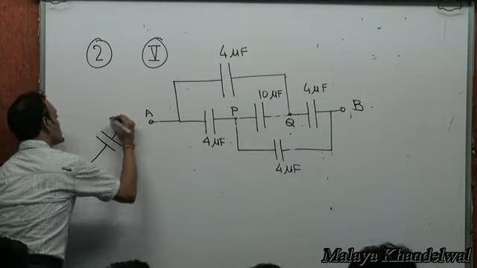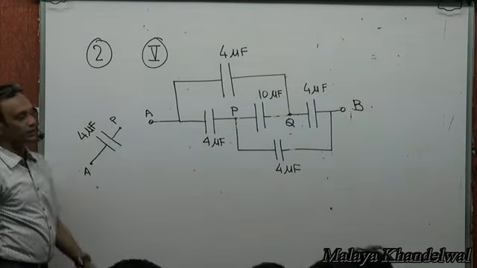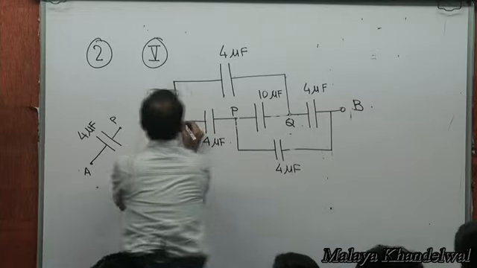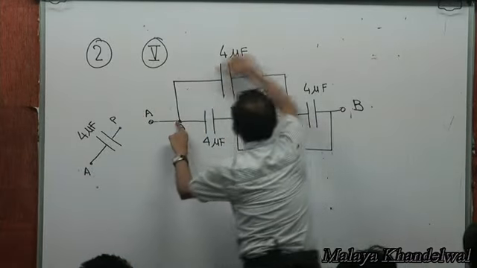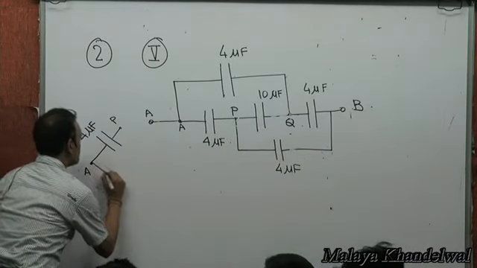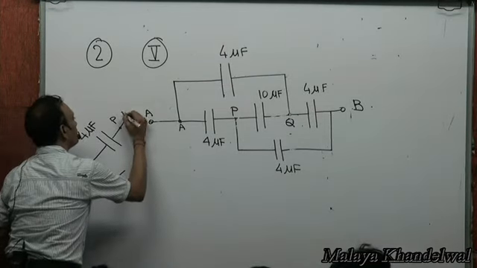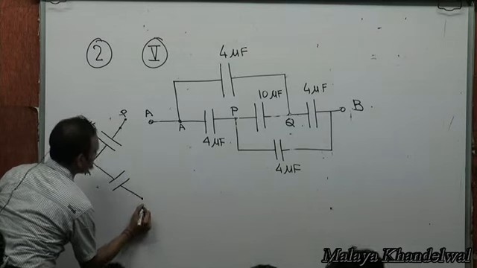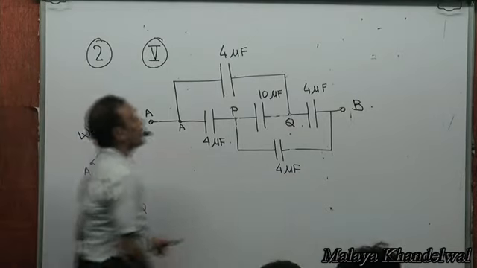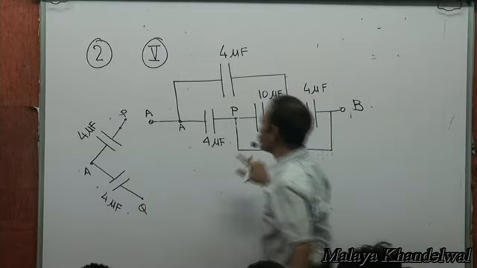This is the point P. Between A and P, there is a 4 microfarad capacitance, right? Now, there is a point Q. This is the same as A. Between A and Q also there is a 4 microfarad capacitance. Clear? But between P and Q there is a 10 microfarad.